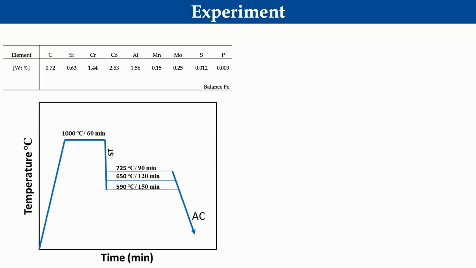Moving towards the experiment part, we got a steel with 0.72 carbon. We cast this steel and then cut it into three blocks, and further we did the heat treatment. We first austenized it at 1000 degrees Celsius for 60 minutes, and then isothermally held it at 725, 650, and 590 degrees Celsius for the respective times.